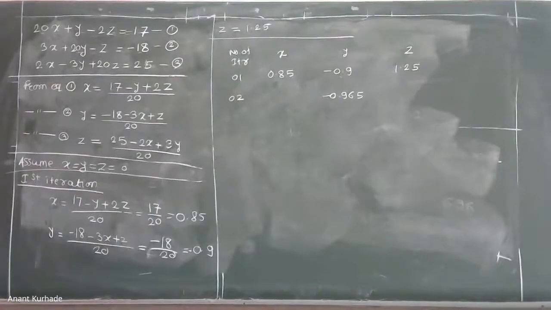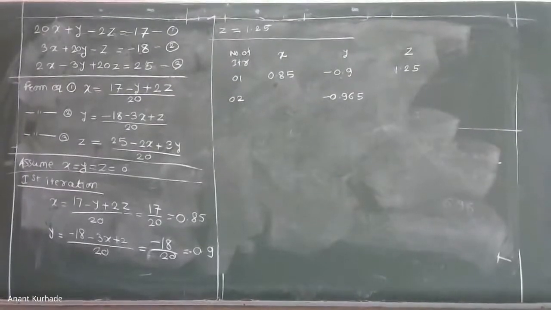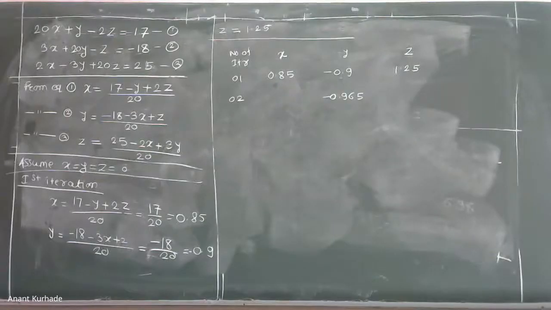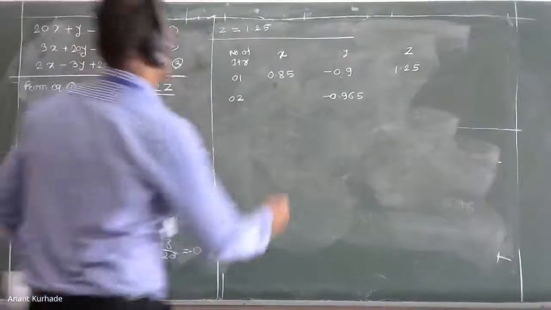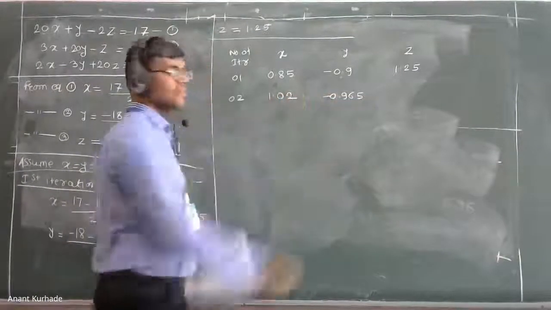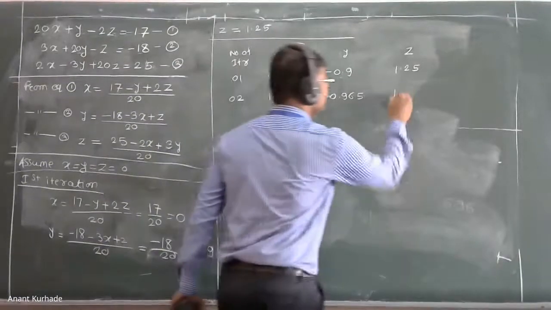We'll calculate the value of x. See, 17 minus y, it is plus 0.9, plus 2 into 1.25, divided by 20. What is x? 1.02. Okay, fine. Yes, 1.02. What is y? What is z? 1.03.